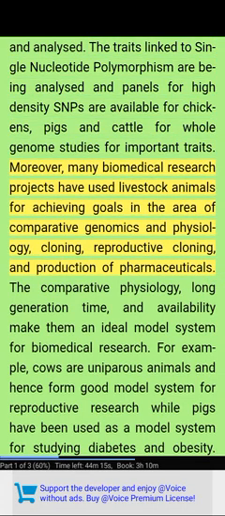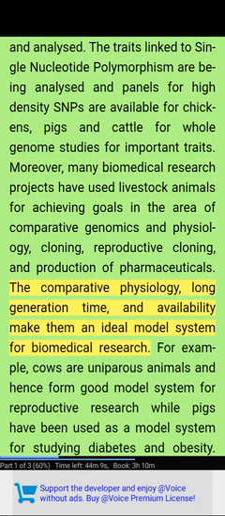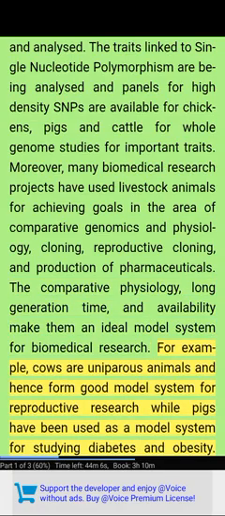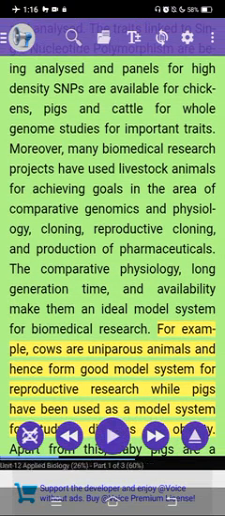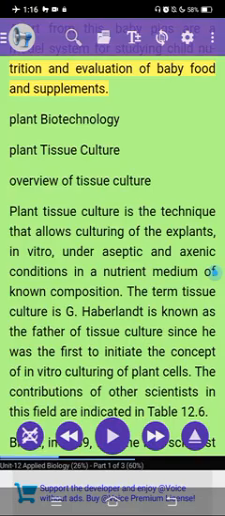Moreover, many biomedical research projects have used livestock animals for achieving goals in the area of comparative genomics and physiology, cloning, reproductive cloning, and production of pharmaceuticals. The comparative physiology, long generation time, and availability make them an ideal model system for biomedical research. For example, cows are universal animals and hence form a good model system for reproductive research, while pigs have been used as a model system for studying diabetes and obesity. Apart from this, baby pigs are a model system for studying child nutrition and evaluation of baby food and supplements.